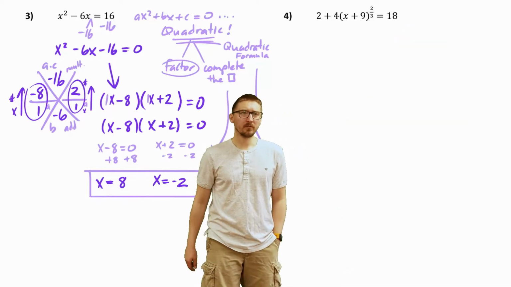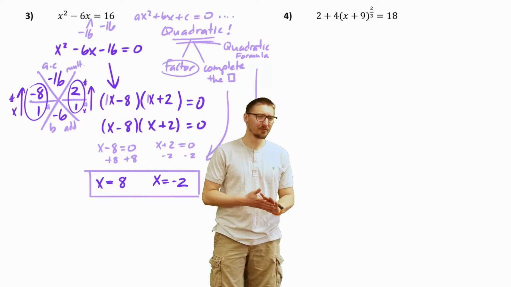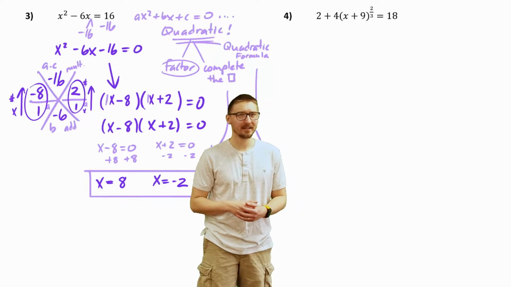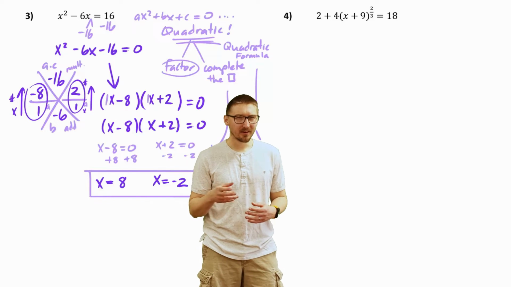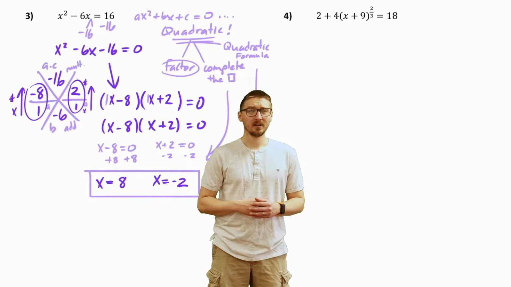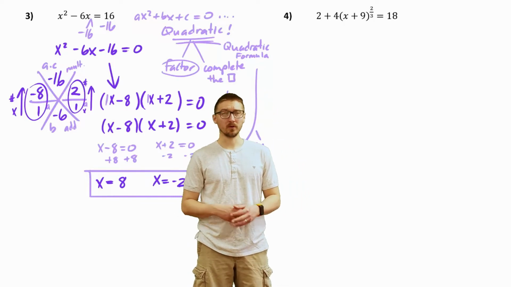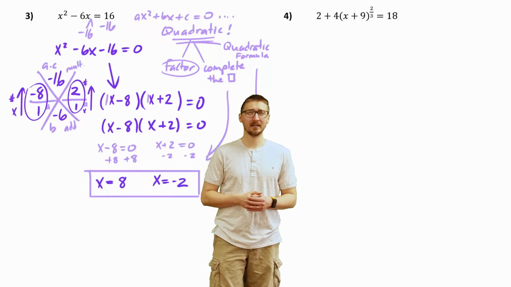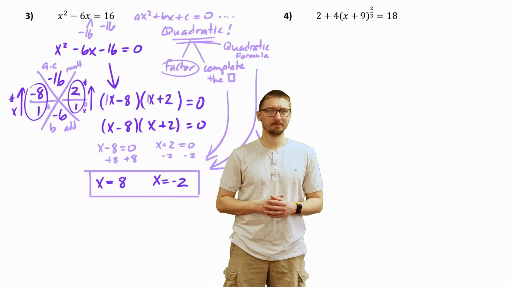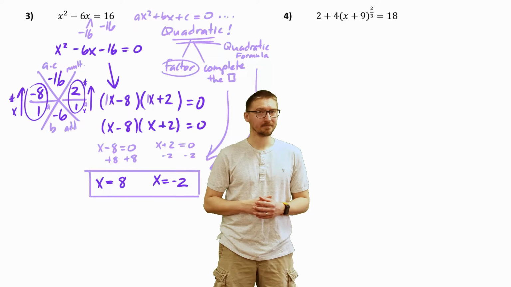Number 4, if we look at that, it's not really a quadratic. It has an exponent, but this exponent's a fraction, which is not the nicest thing. We'll talk about what to call this in a second. So it reads 2 plus 4, and then we have a quantity x plus 9 raised to the 2/3 power, and that's equal to 18.